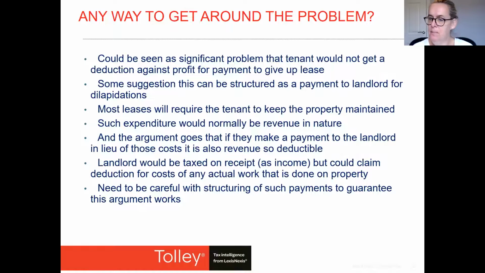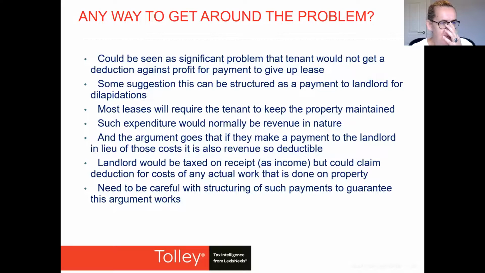Obviously, it is something that the revenue are very aware of that people try and do, and therefore you have to be quite careful when you are structuring these. You can't just have a payment be made and say to the revenue, oh, well, there was no paperwork, but this was payment in lieu of dilapidations, because the revenue are very unlikely to accept that.